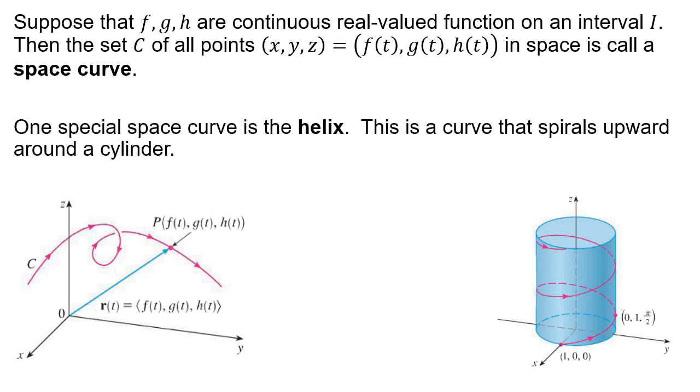So let's first suppose that we have the 3 functions f, g, and h, which are all continuous real-valued functions on a certain interval I. Then what we can do is take the set C of all points in those functions in space, and this is called a space curve. It's kind of a cool name, aka you can also call this a 3D curve. But these are types of things that can be generated from 3 different kinds of functions. Some of these can be very pretty. Some of them can be very, very ugly. It depends on what kind of functions you want to work with.